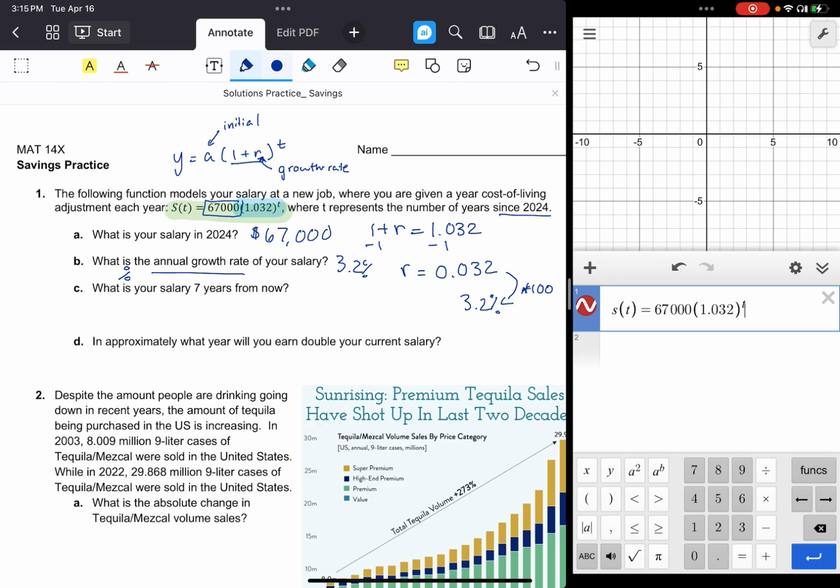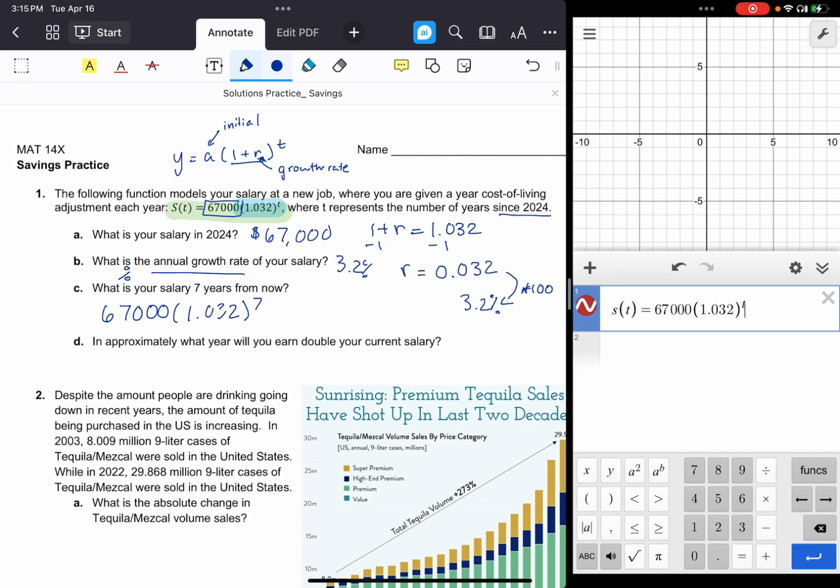And the next question, what is your salary 7 years from now? Now, we're just plugging in 7 into T. So in a calculator, we'd be evaluating 67,000 times 1.032 to the 7th power. I like to use Desmos for problems like this because I can see and make sure the exponent's what I want it to be.